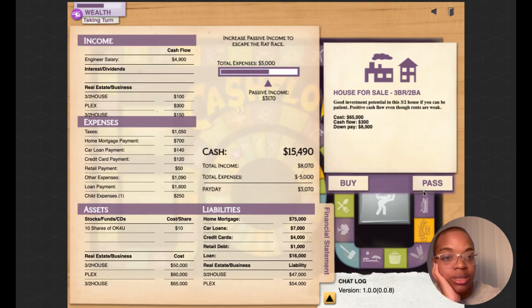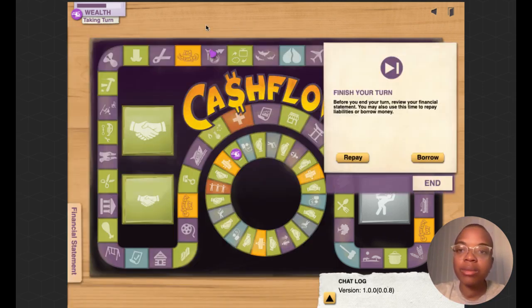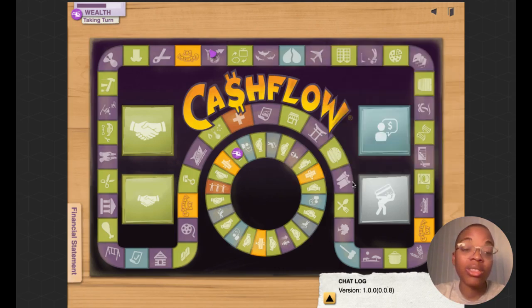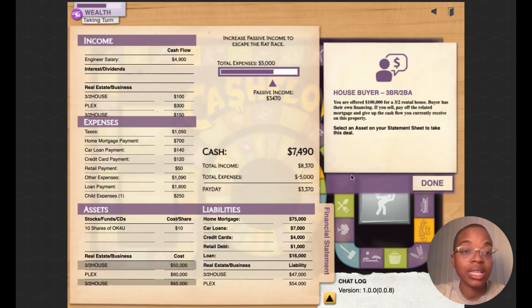Let's do one more big deal. Okay, here we go. I might just be the 3 bed, 2 bath mogul. Honestly, these 3 bed, 2 baths just keep popping up within my price range. Good investment potential in this 3 bed, 2 bath house. If you can be patient, positive cash flow, even though rents are weak. Another 300 a month. I'm gonna go ahead and buy it just because it is within my range, and I'm not mad at another $300 per month.